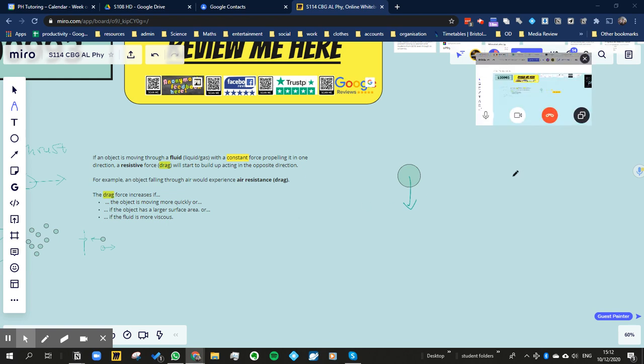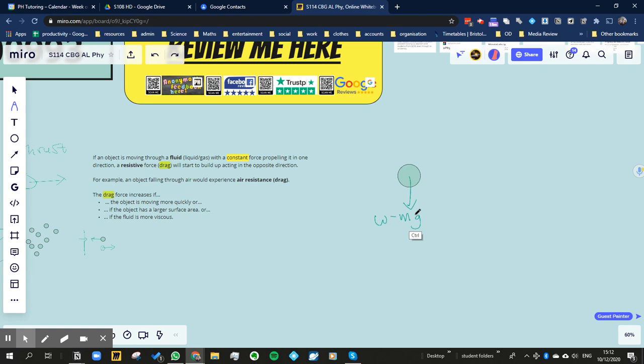Well, the reason is, if we take an example of something falling, the constant force, remember the constant force pulling it in one direction, in this case would be the weight. So we can label that force as mg, because the weight is equal to mg.